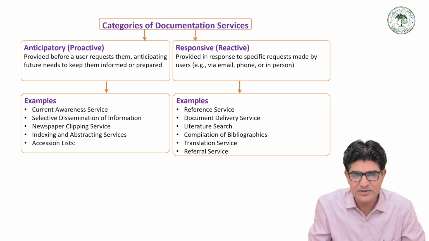So we have the examples of both categories of services. There are different services which come under the purview of proactive documentation service, such as current awareness service, selective dissemination of information, newspaper clipping services, indexing and abstracting services, and accession list. Accession list is the list of new arrival.